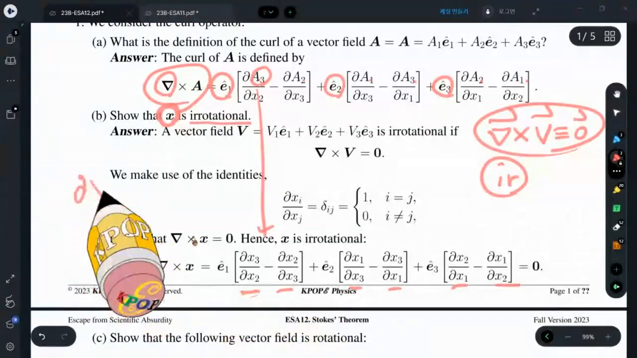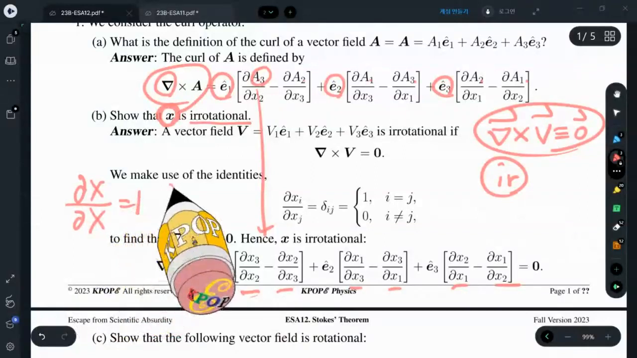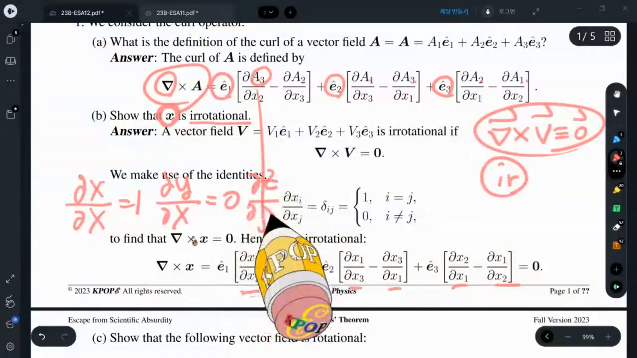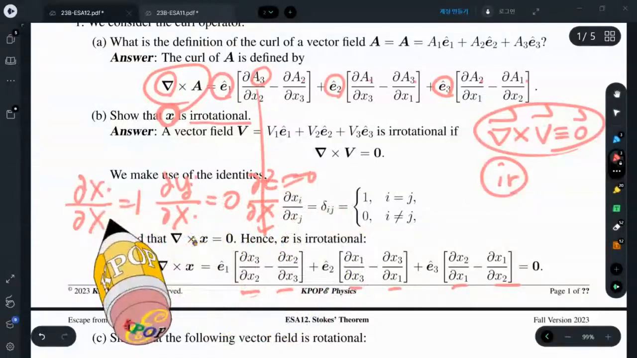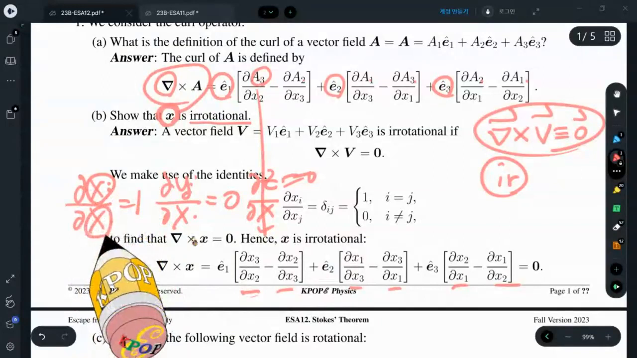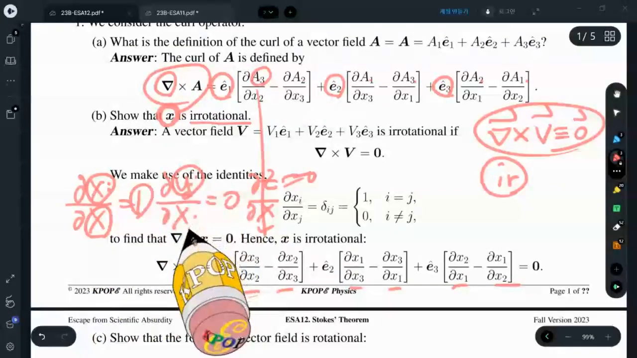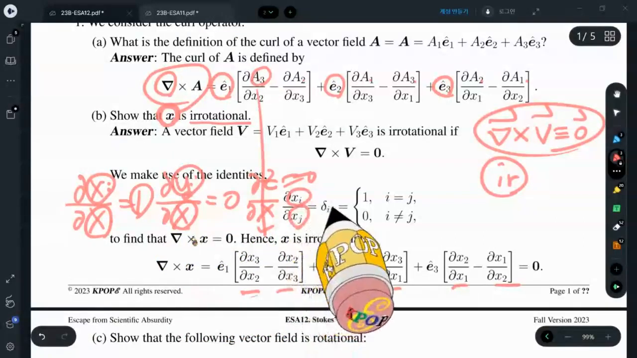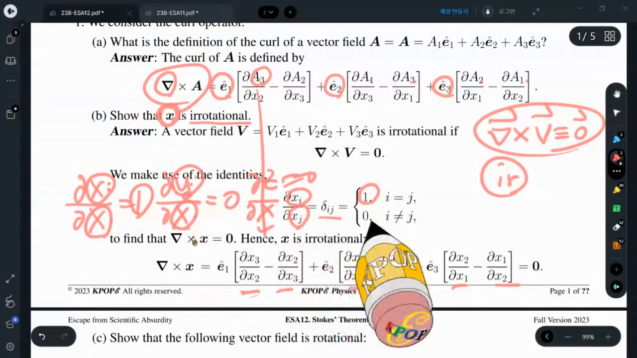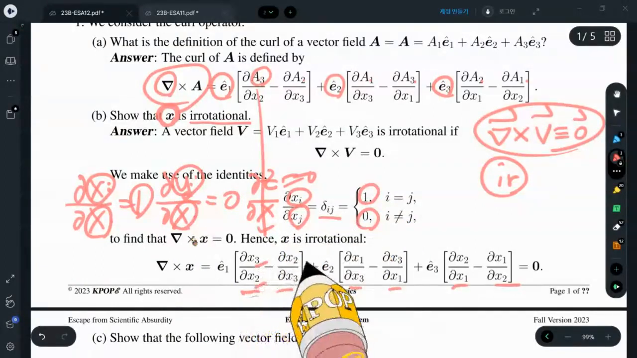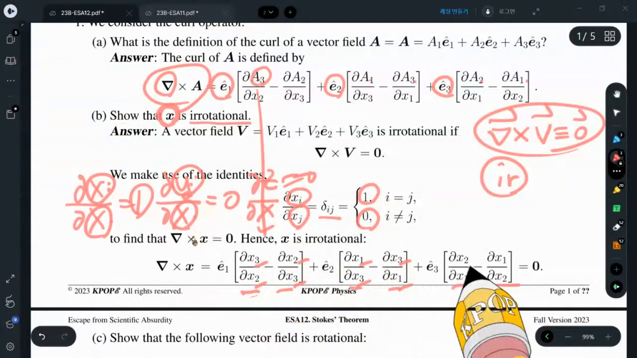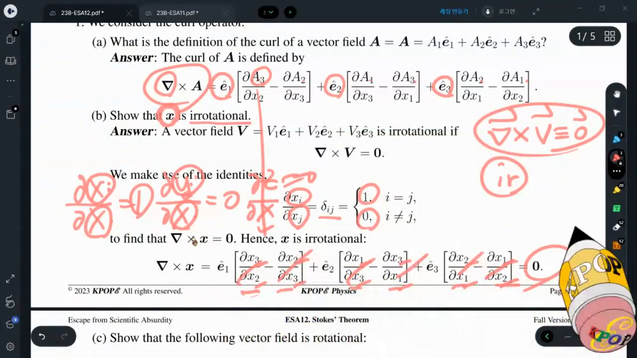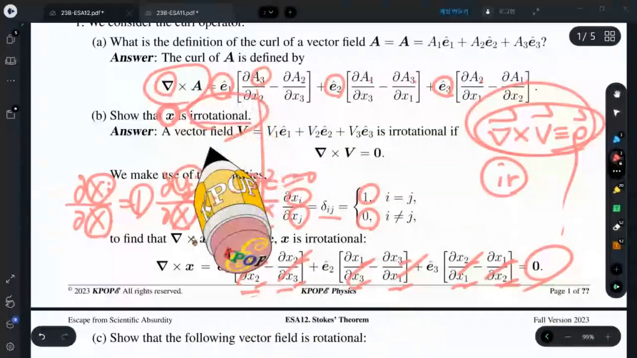However, ∂x1 by ∂x1 is 1, ∂x2 by ∂x1 is 0, ∂x3 by ∂x1 is 0. Only if these two indices are the same, we have 1. If they are different, it is 0. So for ij, if they are the same, it is 1. If they are different, then 0. We find that everything vanishes: 0, 0, 0, 0, 0, 0.